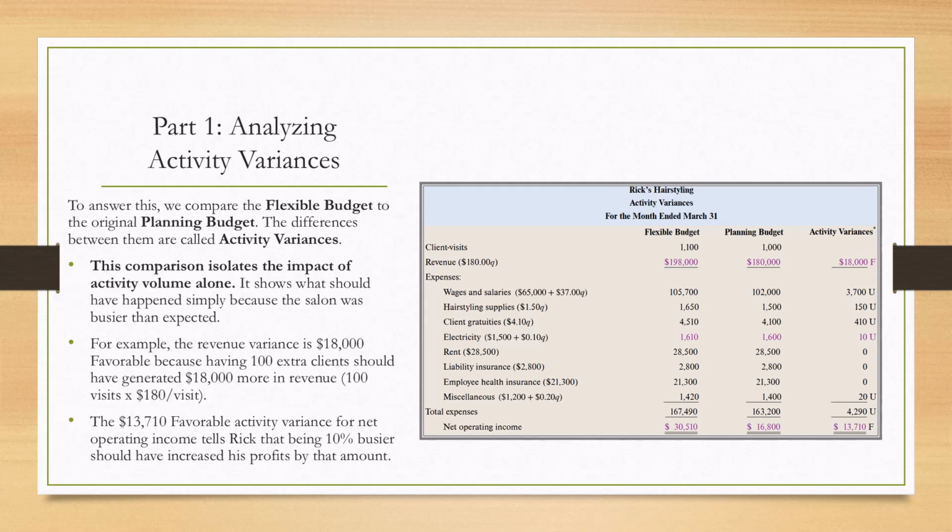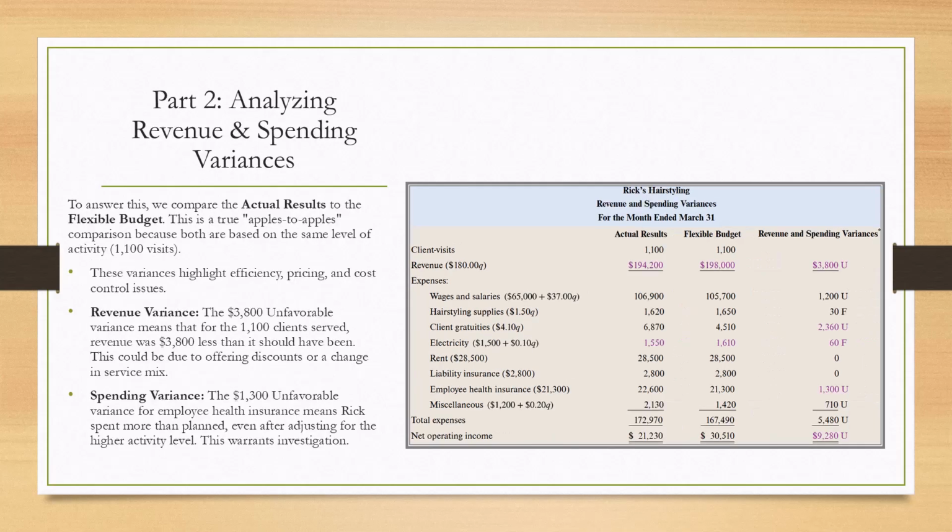per visit. Looking at the bottom line, the $13,710 favorable activity variance for net operating income tells Rick that simply being 10% busier should have increased his profits by that specific amount. The second question we want to answer is, given how busy we actually were, how well did we control our costs and revenues?